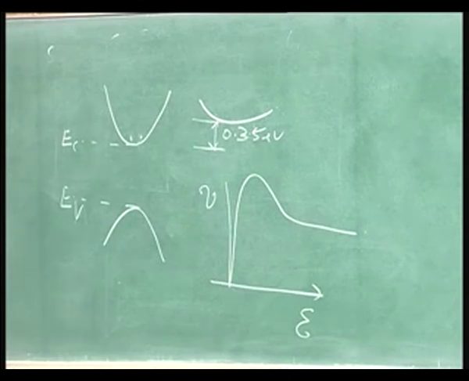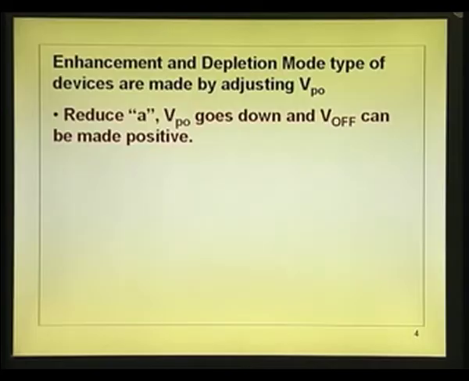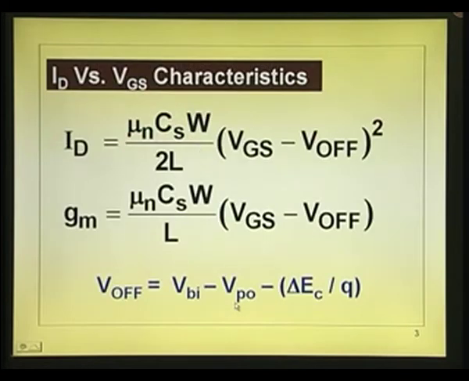Now, just let me move on further with some of these discussions related to this AlGaAs HEMT. Now, we will just go through whatever we have been saying. Enhancement and depletion mode type of devices are made by adjusting V p 0, because off voltage is V bi minus V p 0. I can reduce the V p 0 by reducing a, then V off can be made positive. So, if you go to this equation, V p 0 is nothing but q N d a squared by twice epsilon r epsilon 0. A I reduce, V p 0 reduces, as the square of a.